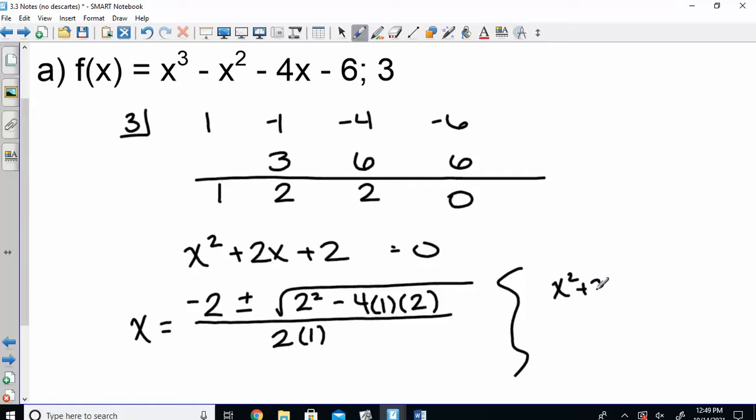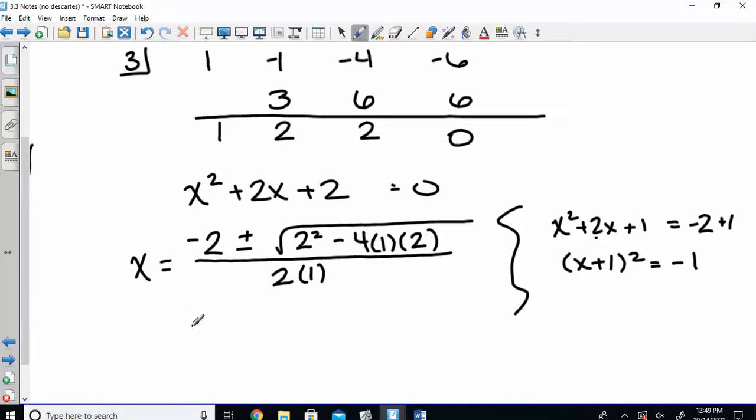If you chose to complete the square, remember that's when you move the constant to the other side, so we move the 2, subtract our 2 over. You do middle term, divide by 2, and square. So 2 divided by 2 is 1, squared is 1, so you add that to each side. And this factors into x plus 1 squared equals -1, and then you can solve from there.